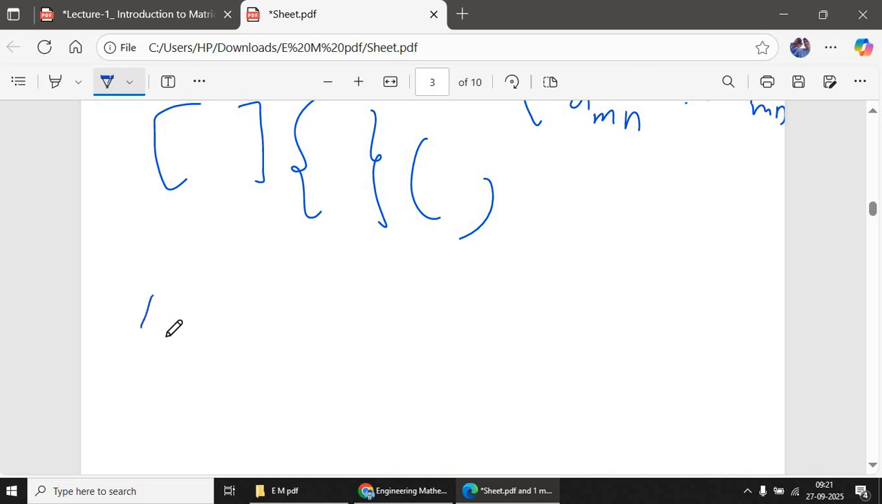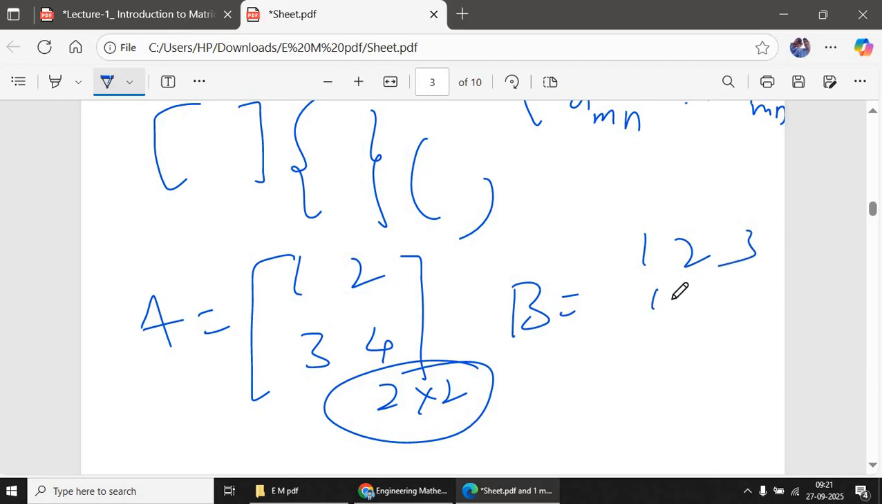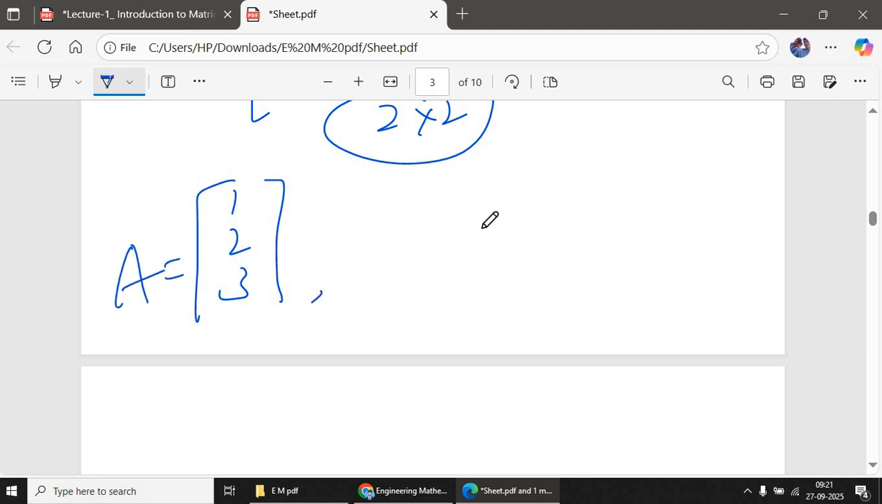Coming to, for example, A equal to 1, 2, 3, 4. We can see here rows and columns are equal, so it is nothing but a square matrix. And for example, we have B: 1, 2, 3, 4, 5, 6. Here you can see 2 rows and 3 columns are there. It is nothing but a rectangular matrix. And similarly, when you have only one column, 1, 2, 3, it is nothing but a column matrix. And similarly, B is equal to 1, 2, 3 in a row, it is nothing but a row matrix.